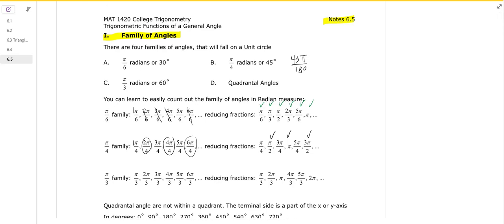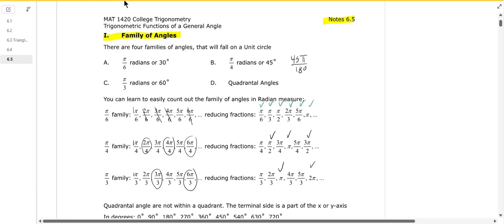Another family that's important is the pi over 3 family, which is 60 degrees. And again, just count by the numerator, 1 pi, 2 pi, 3 pi, 4 pi, 5 pi, 6 pi, while you keep the denominator the same. Reduce the fractions as they come across. So 3 pi over 3 would be pi, 6 pi over 3 would be 2 pi. So learning to recognize which family the angle is in is important, but the number one thing is that you can just count these angles out in radians.